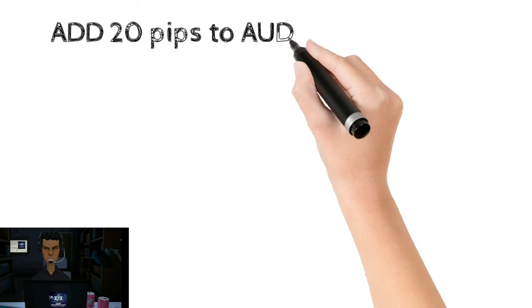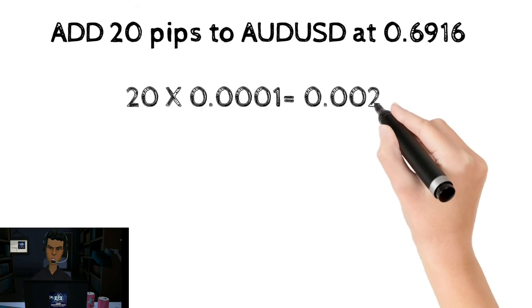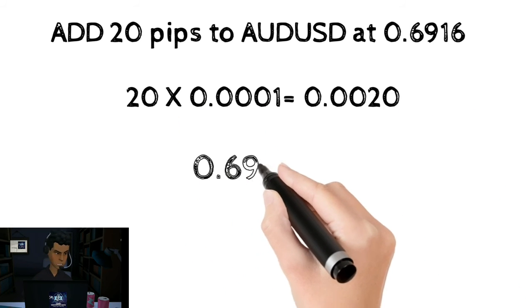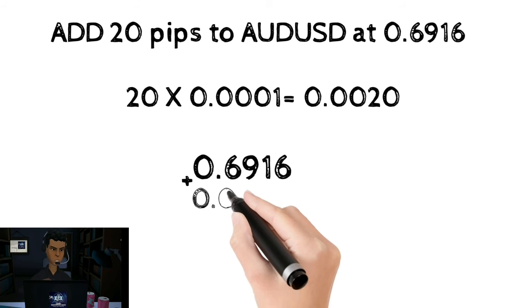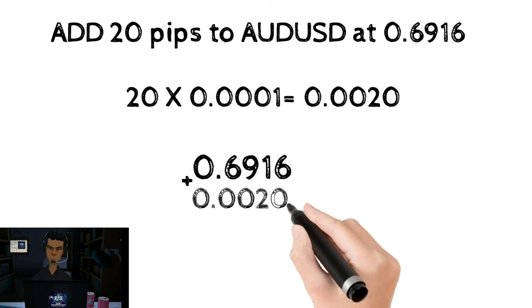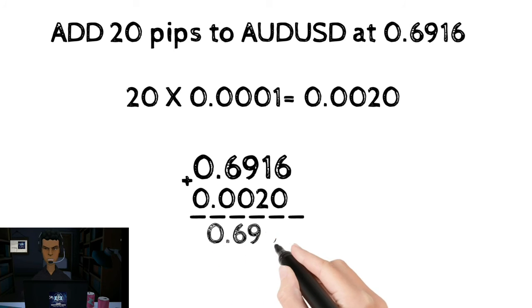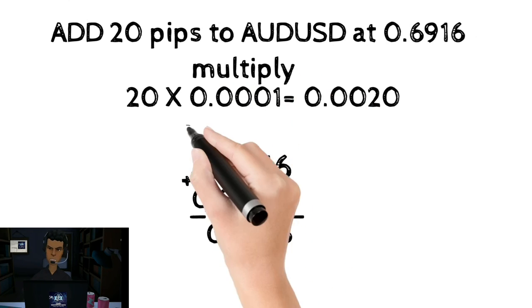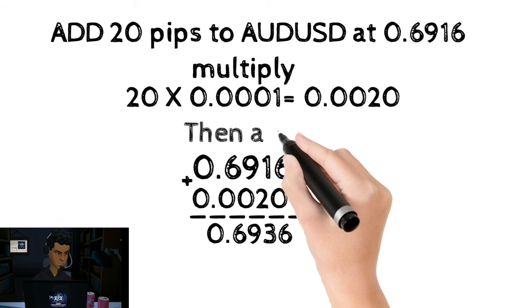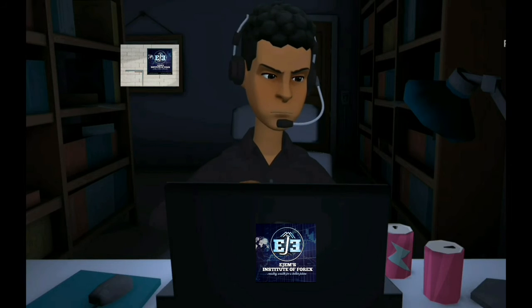Let's use Aussie dollar here at 0.6916. Let's add 20 pips. 20 multiplied by 0.0001 will equal 0.0020. Now you add to the currency price: 0.6916 plus 0.0020 will give us a new price of 0.6936 Aussie dollar. Not only addition, let's do subtraction.